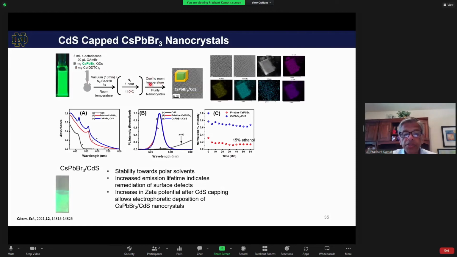It's a two-step process. So we made them and then treated with this cadmium diethyldithiocarbamate, this ethyl compound of cadmium. And we heat it for an hour and we can get a very thin capping on the top of cesium lead bromide. And again, you can characterize the absorption and emission spectrum. In fact, the emission yield goes up because of the surface remediation of the traps. And we can confirm the presence of cadmium and sulfide by elemental analysis.